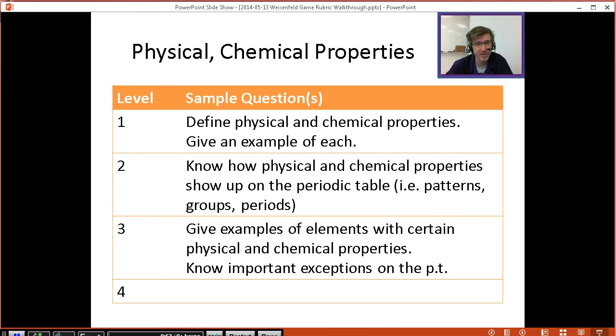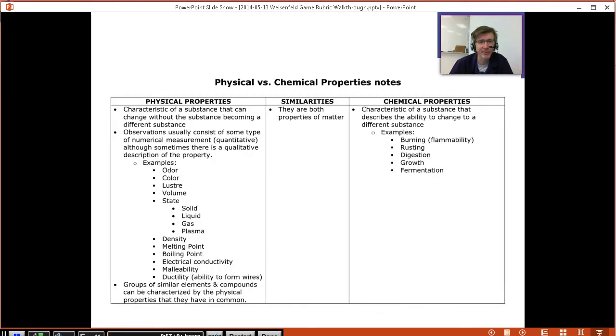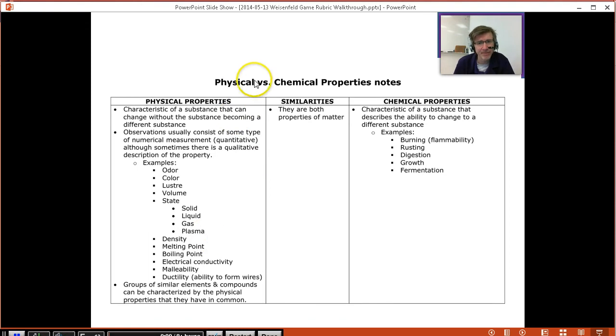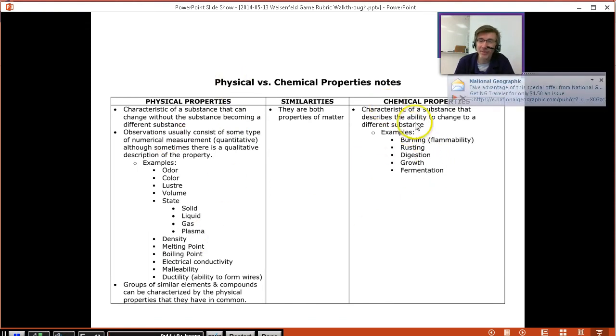Know important exceptions on the periodic table. I haven't thought of a level 4 yet. Maybe level 4 is about other physical or chemical properties that we didn't necessarily focus on. So these are some examples of physical and chemical properties. Notice there's a lot of physical properties. We're not talking about all of those, but there are a lot, and there are relatively few chemical properties, or chemical properties are relatively specific.